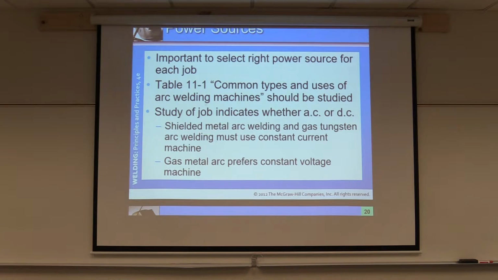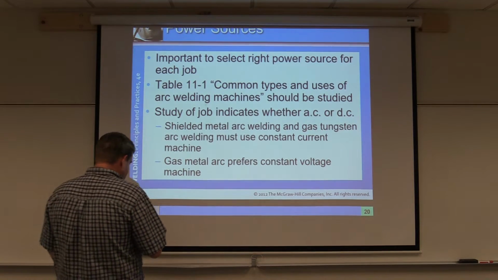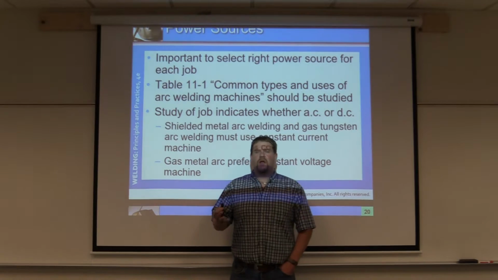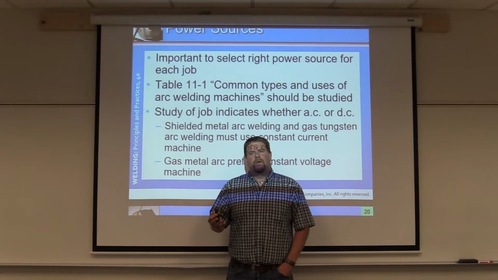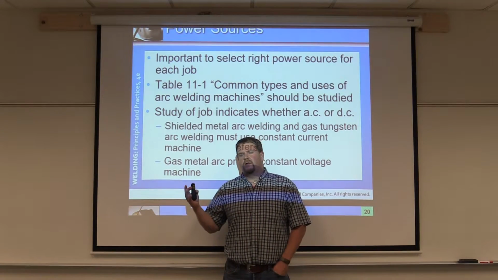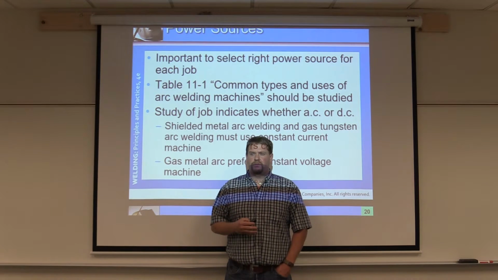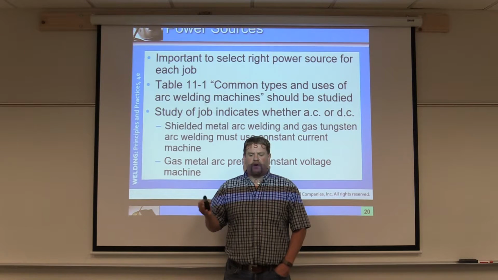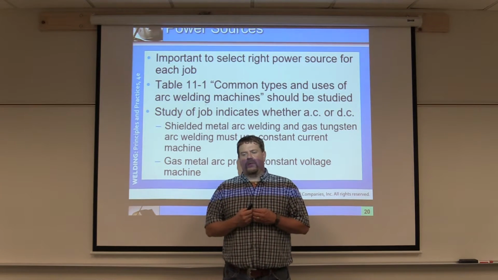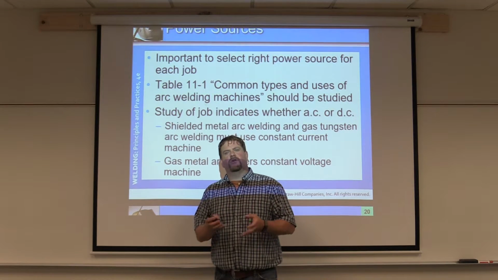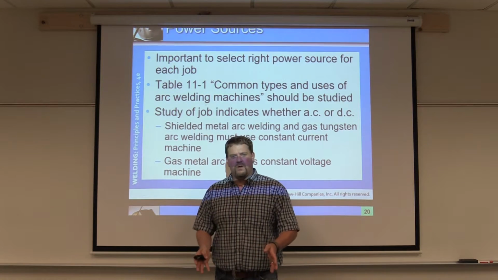It's important to select the right power source for each job. Okay, so for example, I would not want to run direct current if I'm welding aluminum. I can get the strike and arc and go, but it's going to melt and just be a horrible arc, very little control. You're going to end up with a lot of hot shortness, which is basically the aluminum is going to lose its molecular structure and just drip out and fall on the ground.